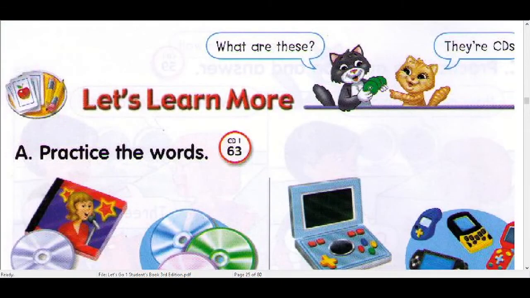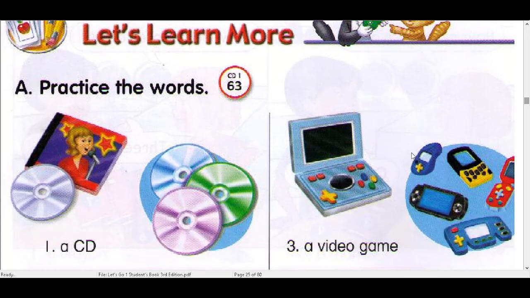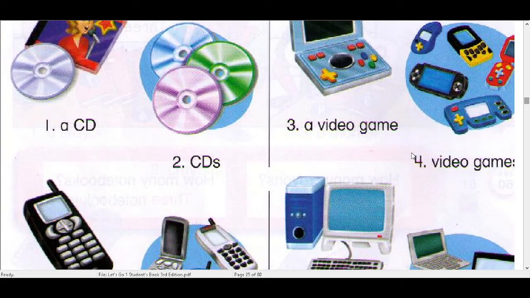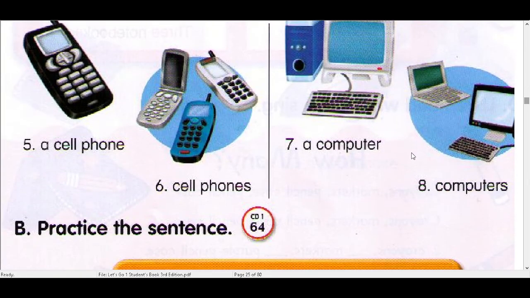Track 63. Let's learn more. A. Practice the words. Number 1. A CD. Number 2. CDs. Number 3. A video game. Number 4. Video games. Number 5. A cell phone. Number 6. Cell phones. Number 7. A computer. Number 8. Computers.